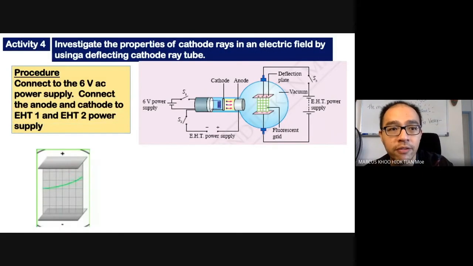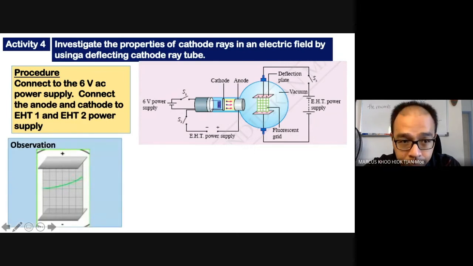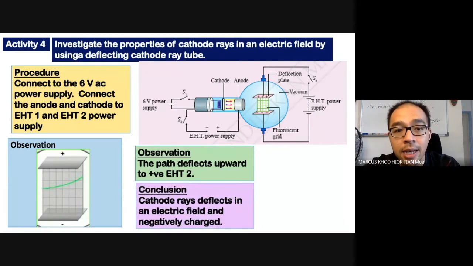So the second observation is if you connect the 6 volts to the EHT1 and the EHT2, you're going to find this. If on top is positive and at the bottom is negative, you're going to find the deflection goes towards the positive. And this tells us that the cathode rays are negatively charged. Electrons are negatively charged. Cathode rays deflect in an electric field and are negatively charged.